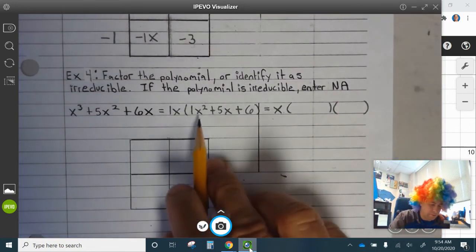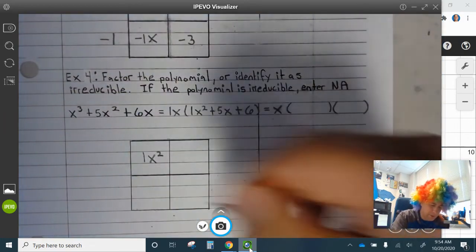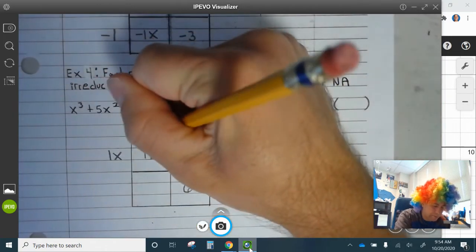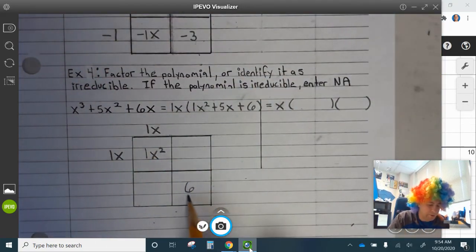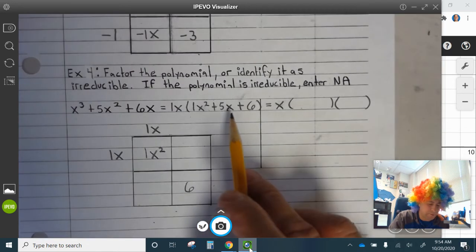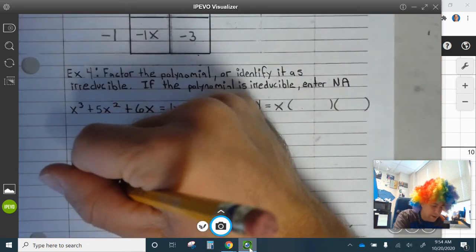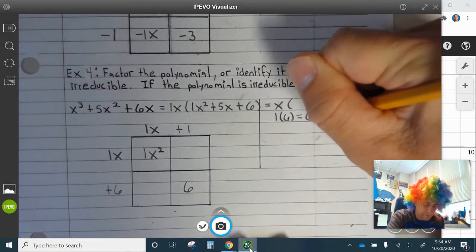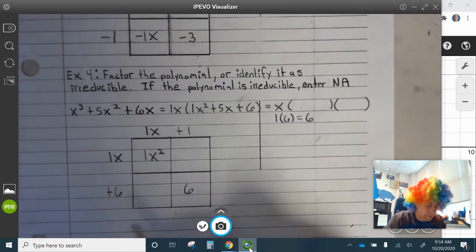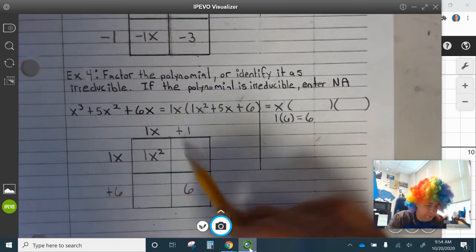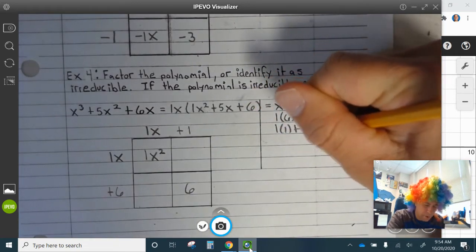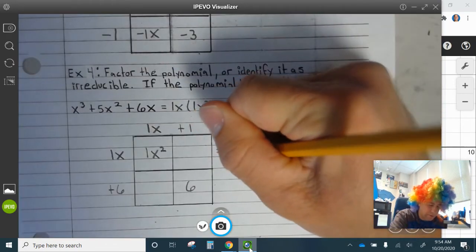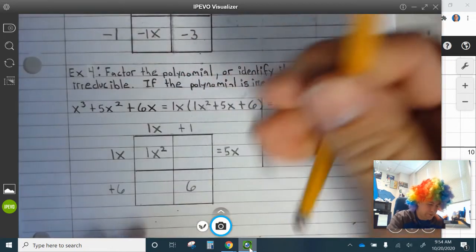Okay? So, first term, 1x squared. Last term is 6. Now, we know to make x squared, it's 1x and 1x. But now we need to find out what combination makes 6 and combines to be 5. So let's start with plus 1 and plus 6. Well, we know that 1 times 6 is 6. But now we need to multiply 1 times 1 plus 1 times 6. Well, that combined to be 7, but we're looking for it to combine to be 5x. So that didn't work.